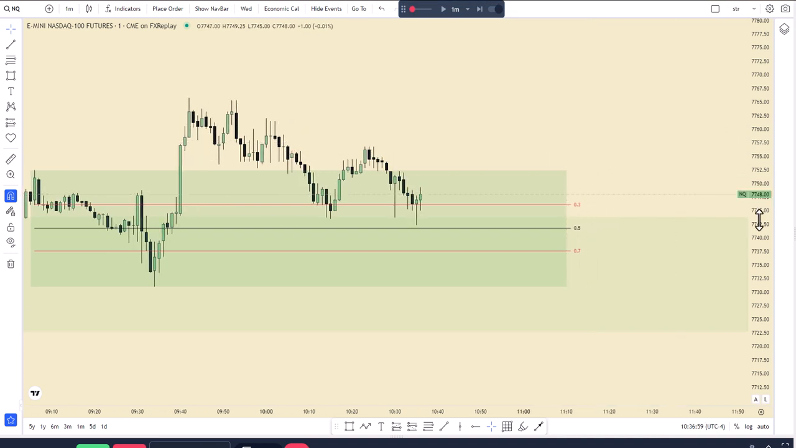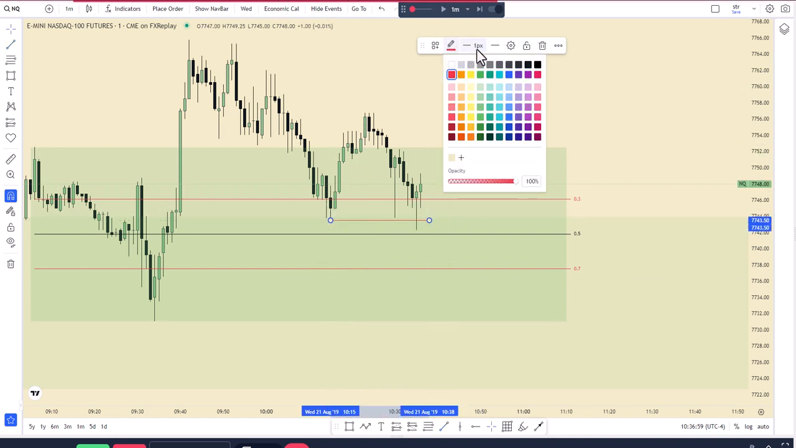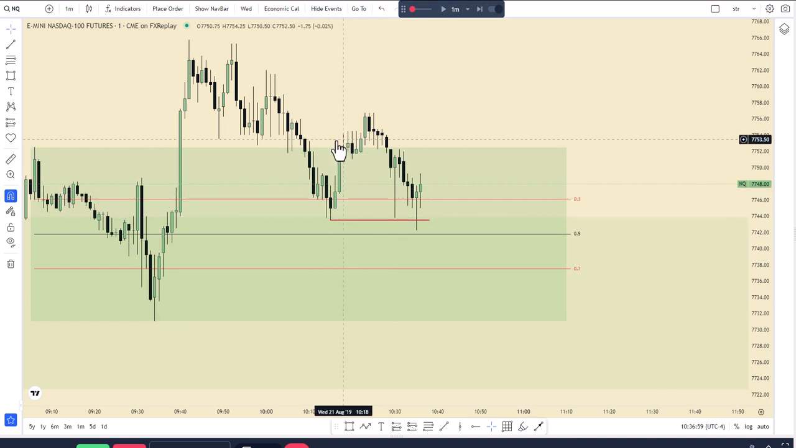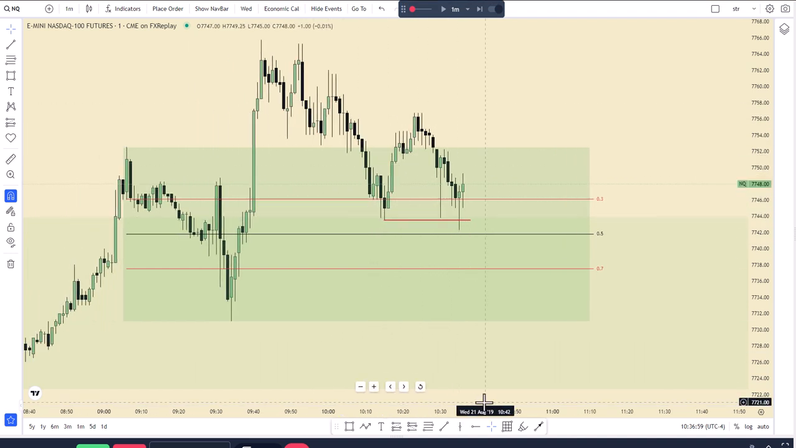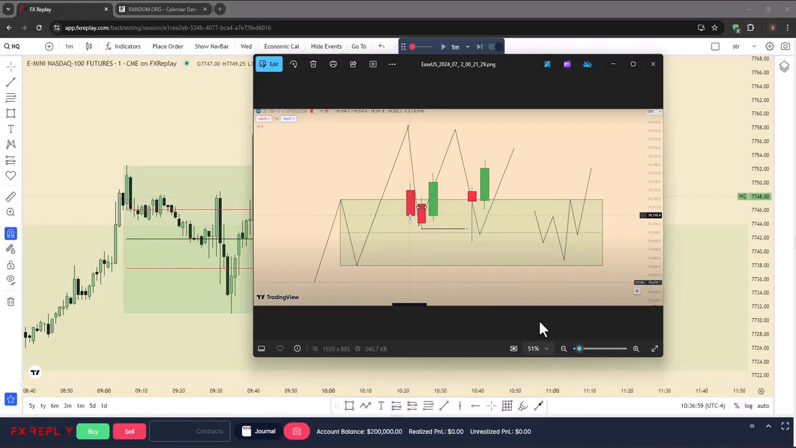Okay, so this I believe is a good setup. Yes, it is valid. This is like the first stop, and this is the second top inside the zone, right? So it is valid based on my trading plan. I don't know if it's a winner or a loser, but it is valid based on the plan right here.